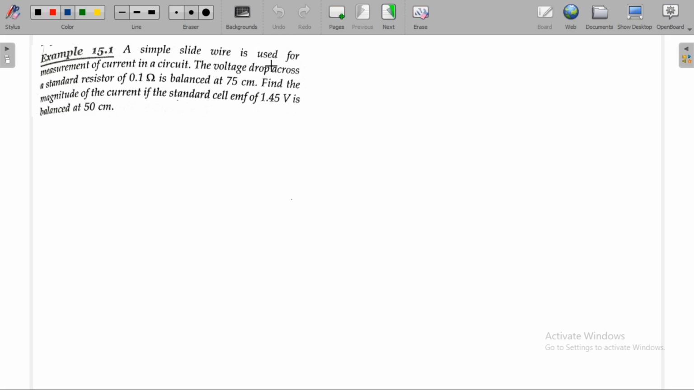A simple slide wire is used for measurement of current in a circuit. The voltage drop across a standard resistor of 0.1 ohms is balanced at 75 centimeters. Find the magnitude of the current if the standstill EMF of 1.45 volts is balanced at 50 centimeters.